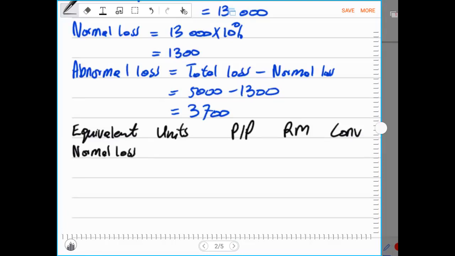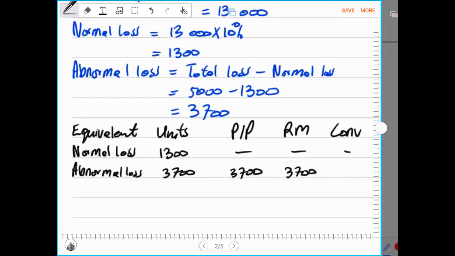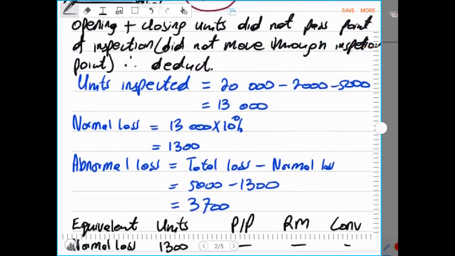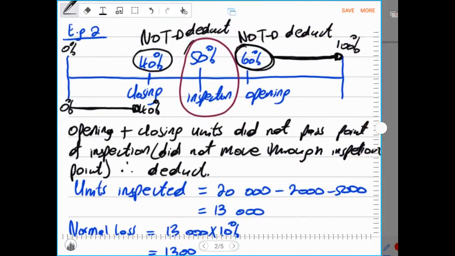Our normal loss, the number of units of the normal loss is 1,300, and it does not get to be recorded anywhere. Then our abnormal loss, the number of units of the abnormal loss is 3,700. Previous process 3.7, raw material 3.7, conversion cost, it will be a percentage at the point of inspection, and we know that our percentage point of inspection is 50%.